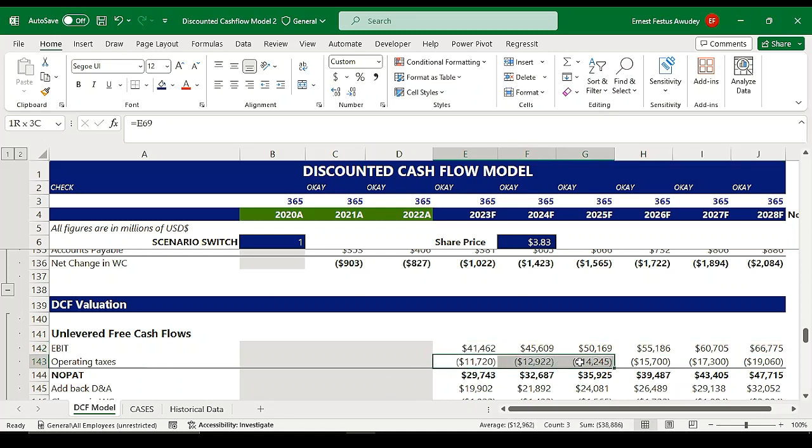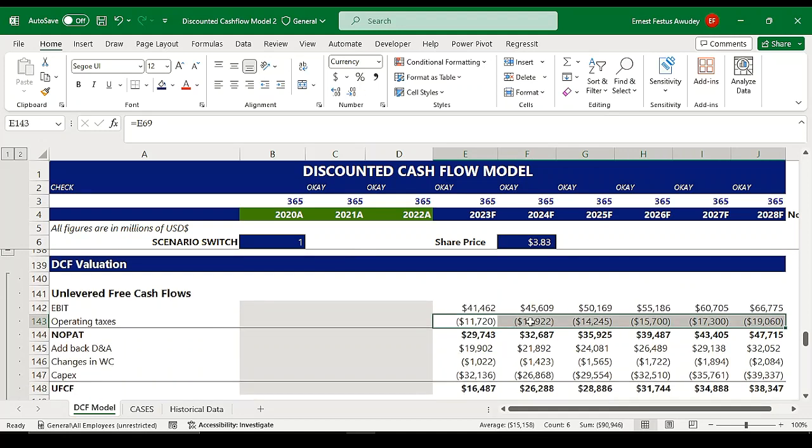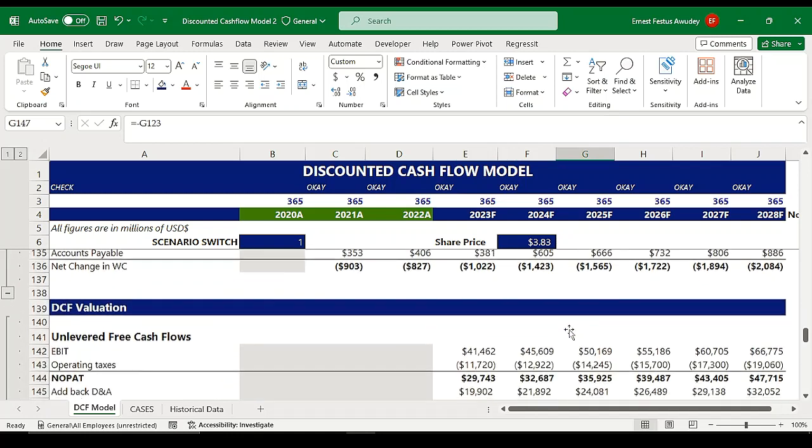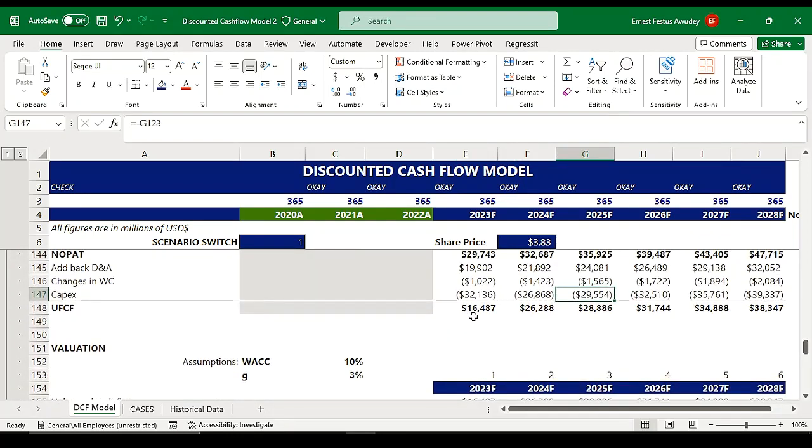And then we subtract our operating taxes, which is found within the income statement. These two figures are found within the income statement. And then we add back our D&A, or depreciation and amortization expense, which is a non-cash item. And then we also adjust for changes in working capital, and then we adjust for the capex, or the capital expenditure, within the cash flow statement to get our unlevered free cash flow to the firm.